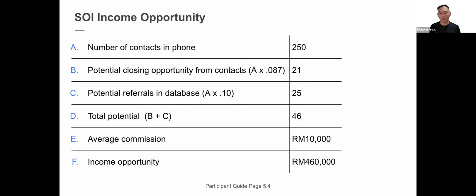So then the total potential people that could buy property from you is about 46 people. Assuming your average commission is only 10,000 ringgit, you are sitting on an income opportunity of about 460,000 right now. But that's only from 250 contacts, which is what everybody has, and all of us have more than that.